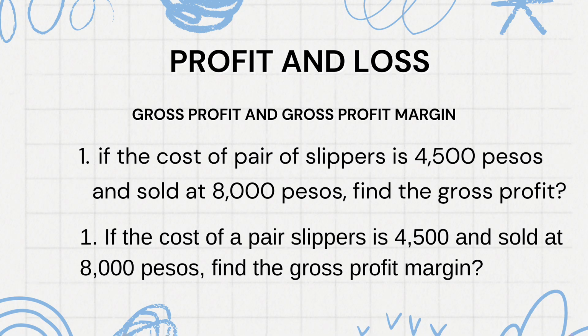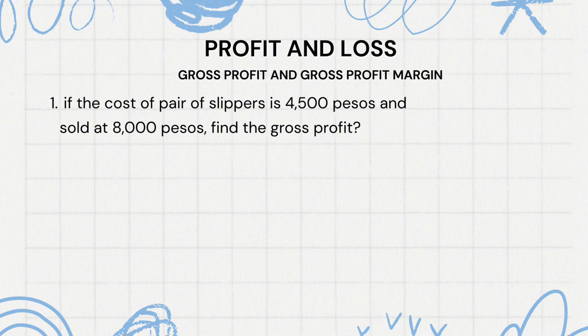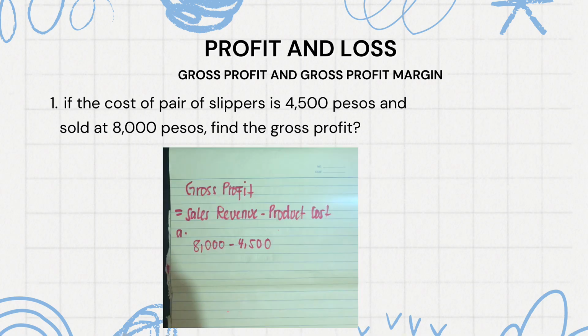So, here is example number 1. What we are looking for here is the gross profit and gross profit margin. So now, let's solve the gross profit. The first example is, if the cost of a pair of slippers is 4,500 pesos and sold at 8,000 pesos, find the gross profit.